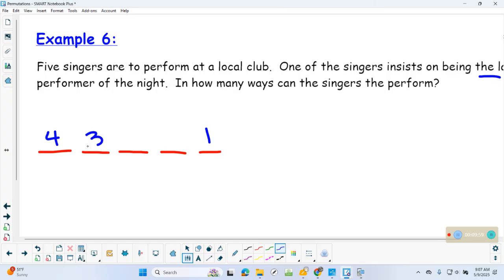4. Now, 3, now 2, now 1. Okay, multiply that out for me. 24.